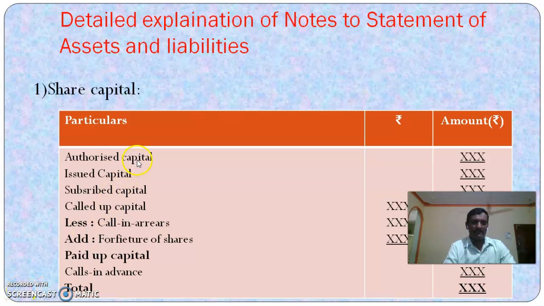One is authorized capital, then issued capital, then we have to take subscribed capital, called up capital. Then from that called up capital, we have to subtract the calls in arrears if any, and if there is any forfeiture of shares, that is to be added back, and then we will get the paid up capital, and we have to adjust the calls in advance if any. Then we have to make the total of all these, and this amount is to be recorded in the balance sheet at first under equity and liabilities, that too under shareholders funds head.